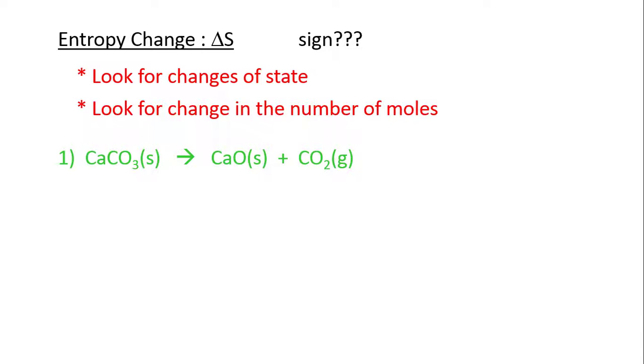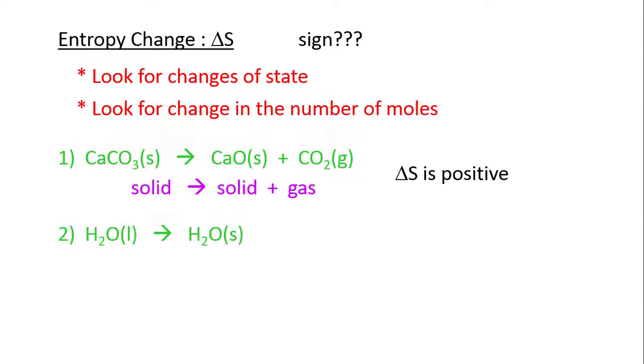In the first, solid calcium carbonate goes to solid calcium oxide and carbon dioxide gas. We first look for changes in state. Notice a solid goes to a solid and a gas. Since a gas is produced, and there are more ways to arrange a mole of gas than there are to arrange a mole of solid, the product has higher entropy. The value of delta S is positive.